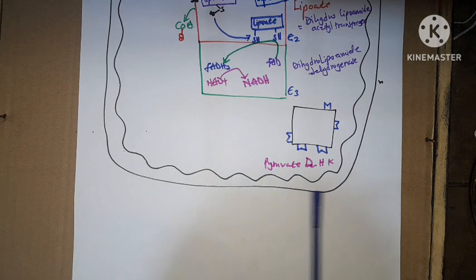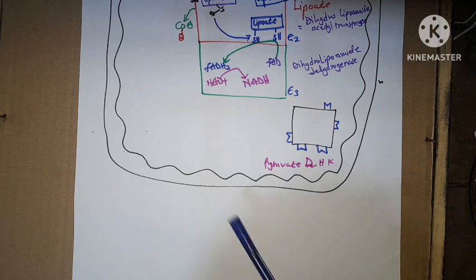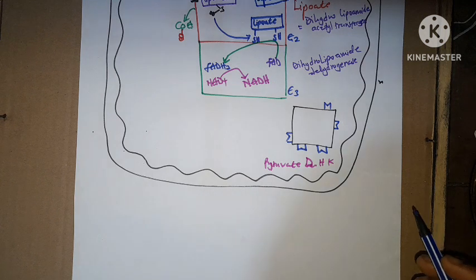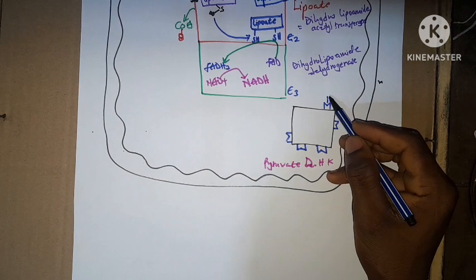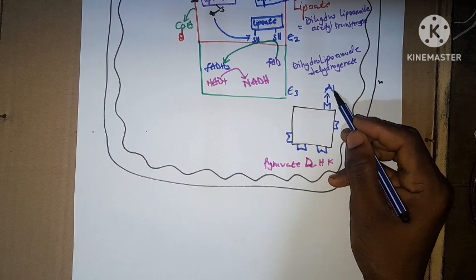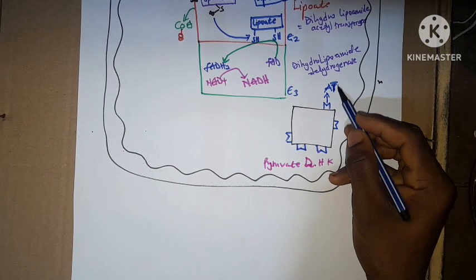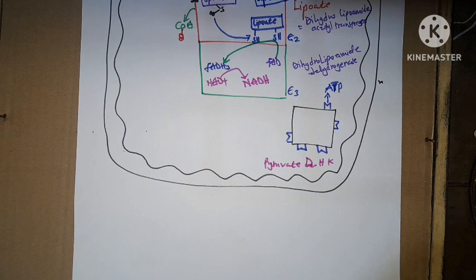When there is too much ATP, it will stimulate this enzyme, and when it does that, this enzyme will inhibit enzyme 1 complex to reduce ATP production. So number 1 is high ATP. High ATP can stimulate this enzyme to inhibit enzyme 1 complex.